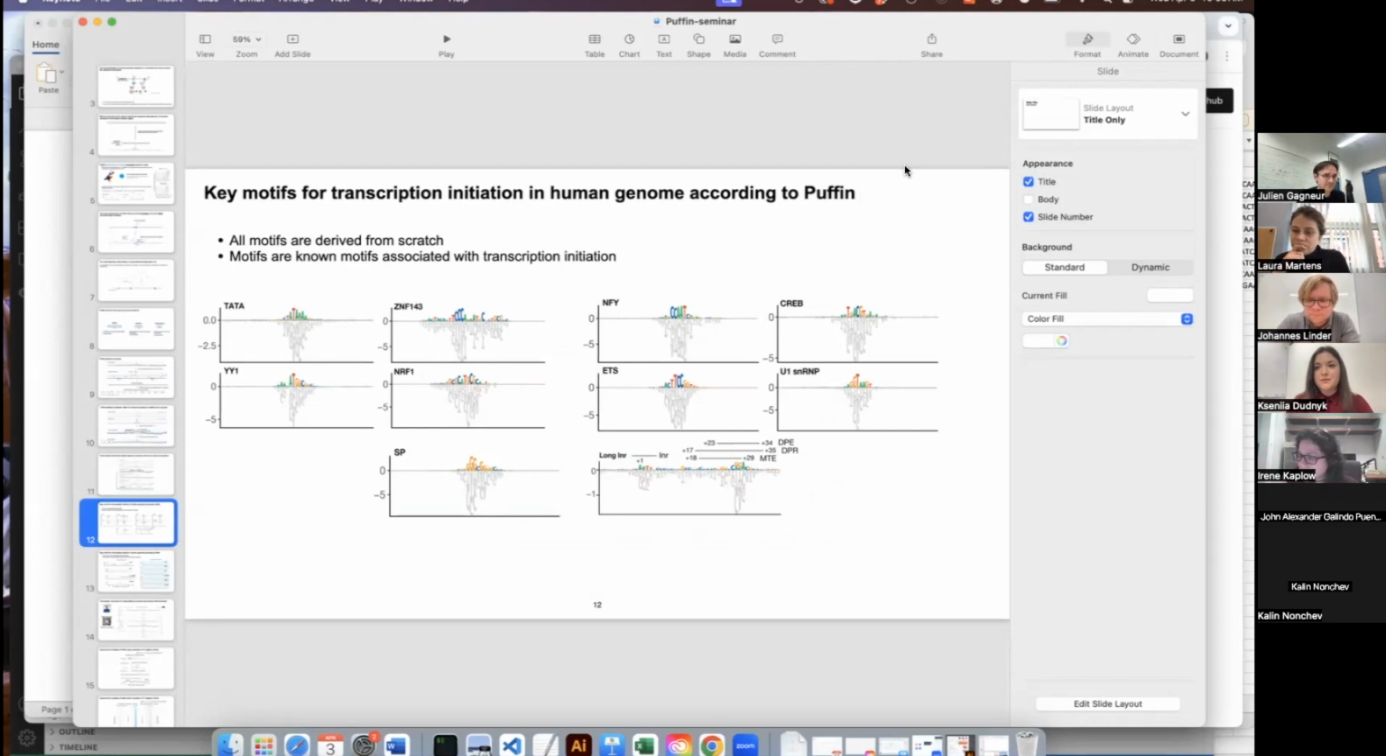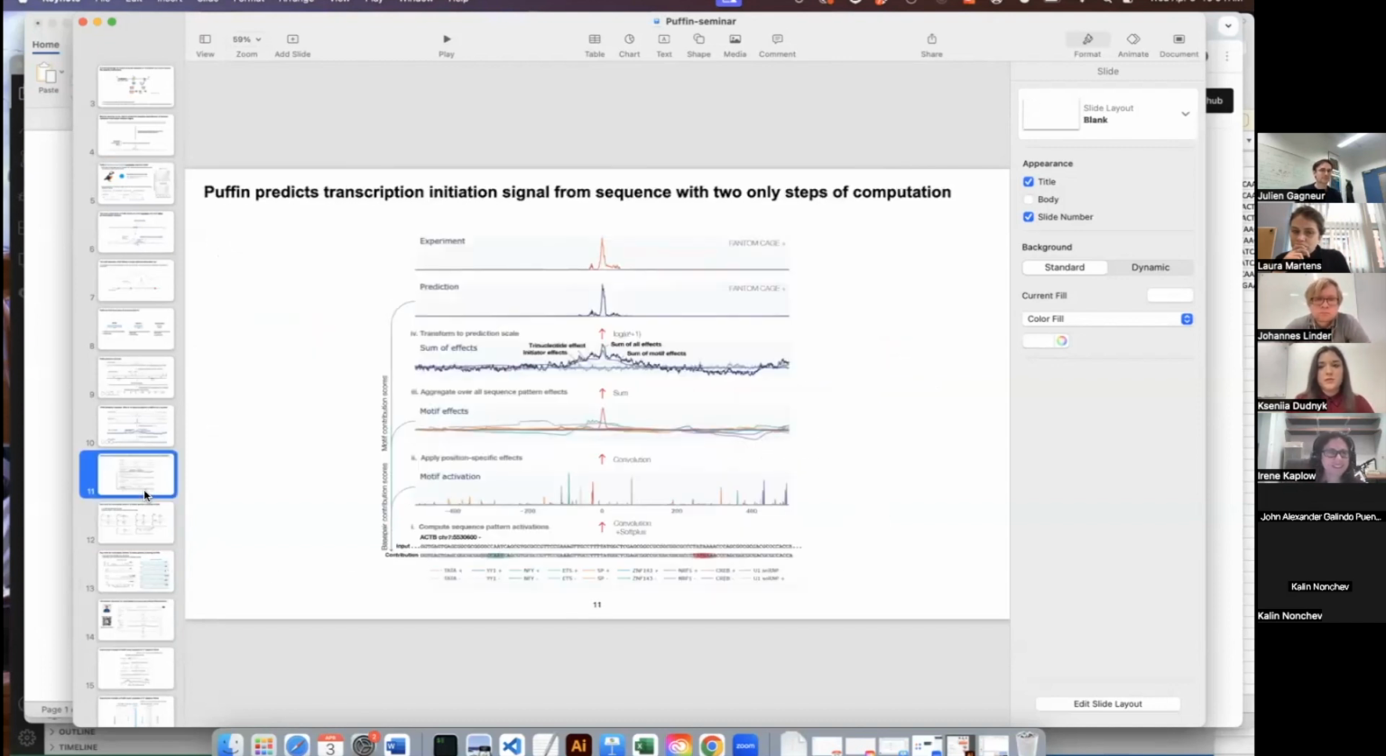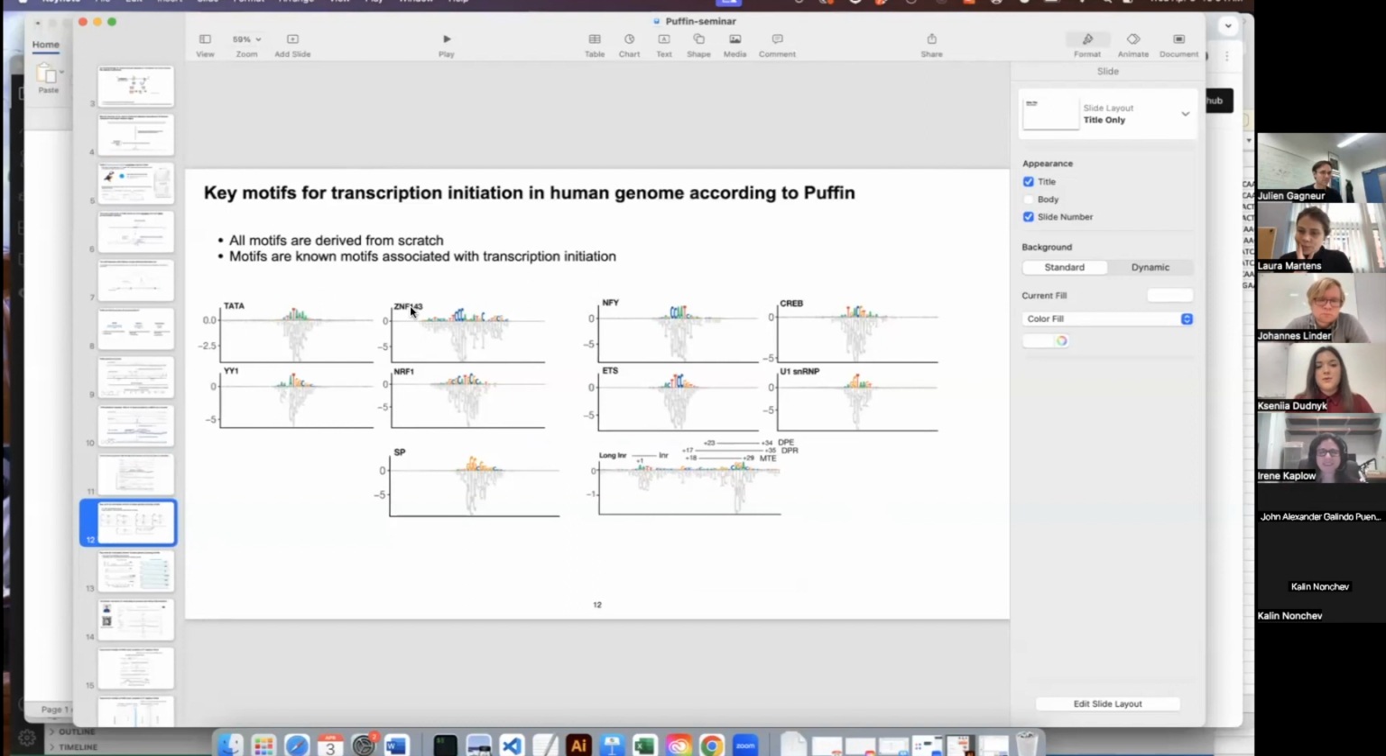We trained many Puffin models, and we found the model that performed the best, but also where we don't have too many motifs and the architecture is not too complicated. So we had to find the model that performs the best but is still interpretable. Then the model learned some motifs, and when we perform all the steps of computation, it gives an accurate prediction. We didn't know if a motif that we found was an existing motif or a completely new motif. It's only later we could match them to existing motifs.